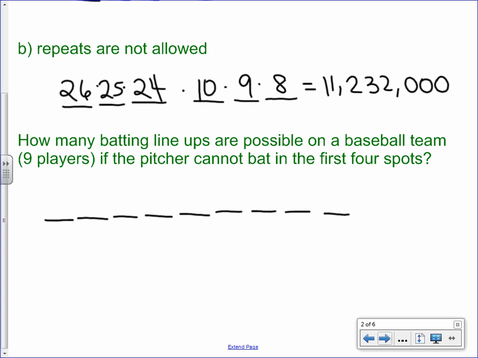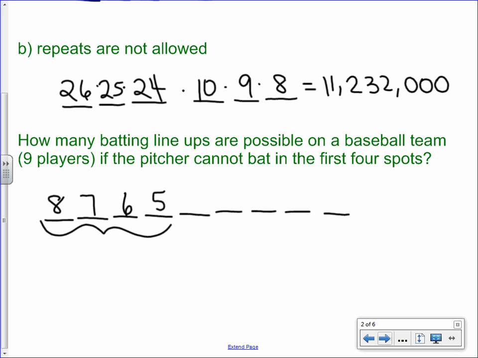The pitcher cannot bat in the first 4 spots. So how many choices do I have for my first batter? 8. My second batter, my third batter, and my fourth batter. 5.